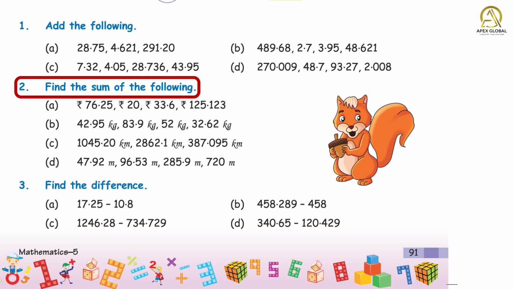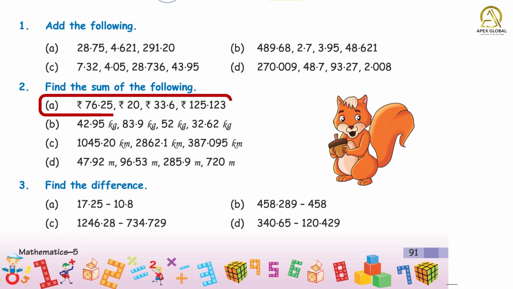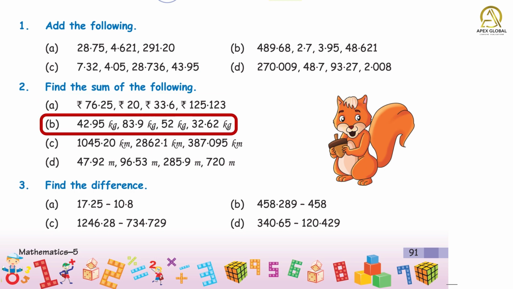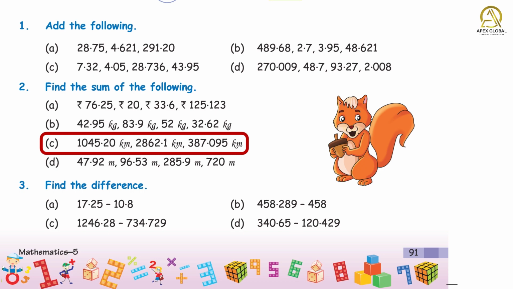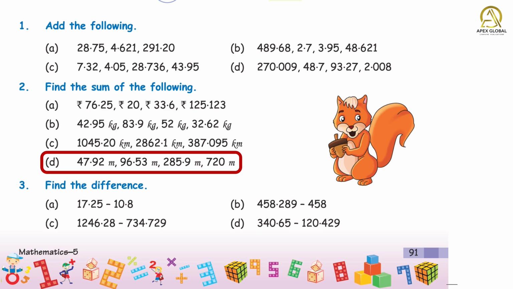Question 2. Find the sum of the following: A. 76.25 rupees, 20 rupees, 3.36 rupees, 125.123 rupees. B. 42.95 kg, 83.9 kg, 52 kg, 32.62 kg. C. 1045.20 km, 28.621 km, 387.095 km. D. 47.92 meter, 96.53 meter, 285.9 meter, 72 meter.